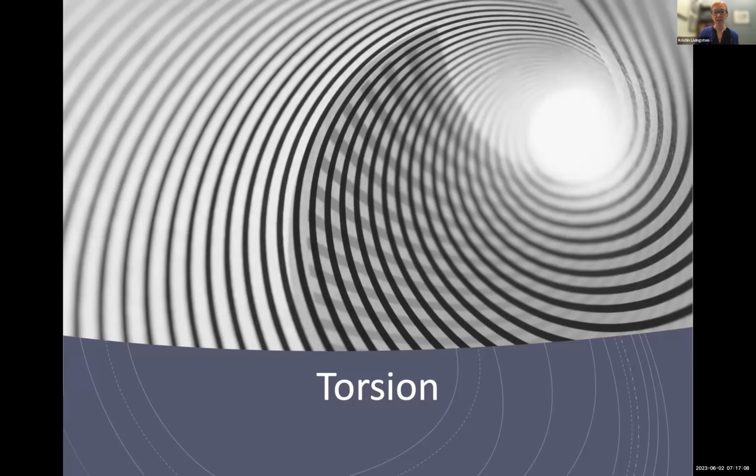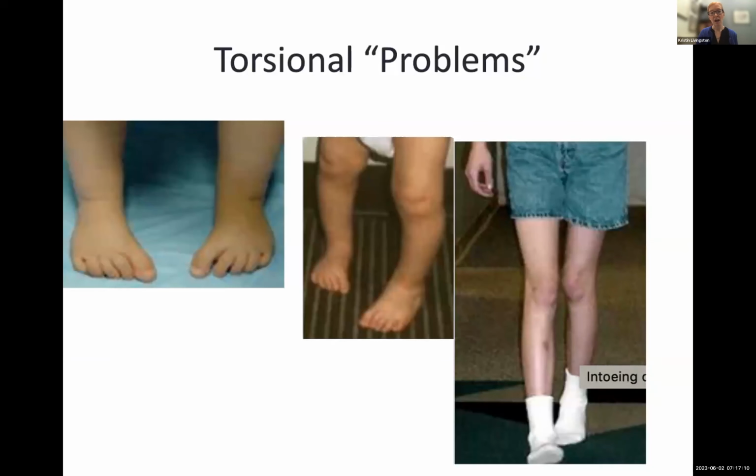Also, just to mention some torsional abnormalities. I put torsional problems in quotations because these are very frequent causes of concern by parents, but usually not real, true problems. So one of them being metatarsus adductus on the left with curved feet. And this is something that often resolves on its own. Very commonly, you can see a picture in the middle of a toddler with in-toeing. That's very commonly caused by tibial torsion, which again needs reassurance and resolves on its own.